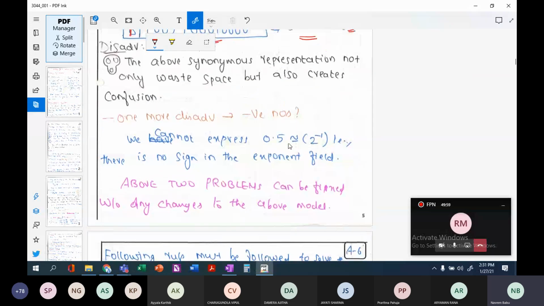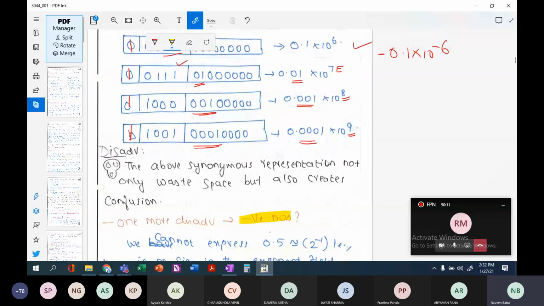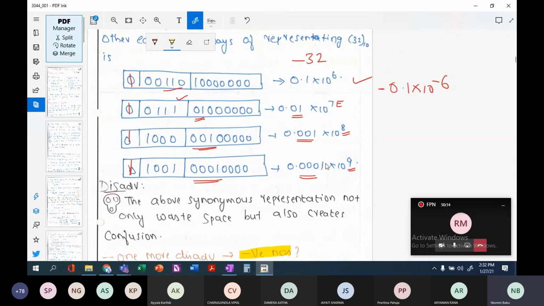So in order to overcome this particular problem, what is this problem? That is, if I want to represent a power of negative number, it is not possible. And at the same time, there is huge wastage of space here, right? And this will create confusion also, right? See how many spaces are wasted here. All these bits are wastage of space, right?